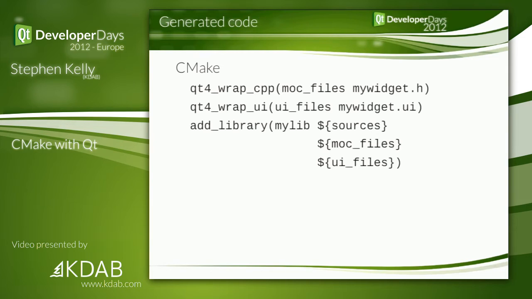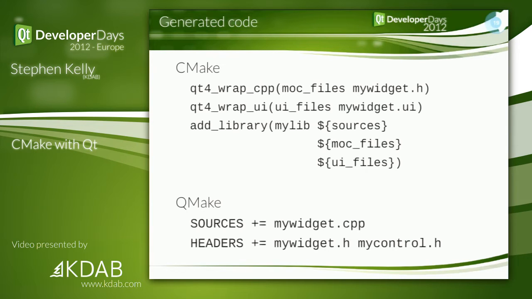So you call those macros and populate some variables with the result. And then when you call add library, you use those results again. So that'll compile them into your library. Again, in QMake, it's similar. You've got to list out the headers, same way as I had to list out the headers for mocking. And then QMake will take care of compiling that into the library.